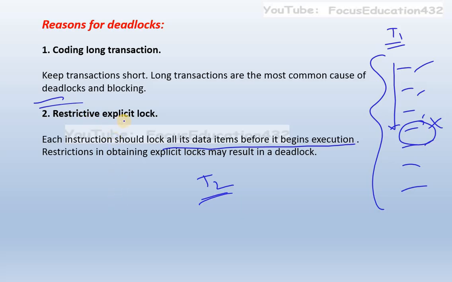In the case of the second one, restrictive explicit lock means, suppose a transaction T1 is lengthy, so it needs maybe 5 locks on 5 items, account A, account B, account C, like this. First it should obtain all the locks, then only it should proceed, right? Once the transaction is partially executed and it tries to get a lock in the middle, it may not be possible, because some other transaction might have accessed that item with another type of lock. So before entering a long transaction, it should first get permission for all locks, then only continue with the execution.